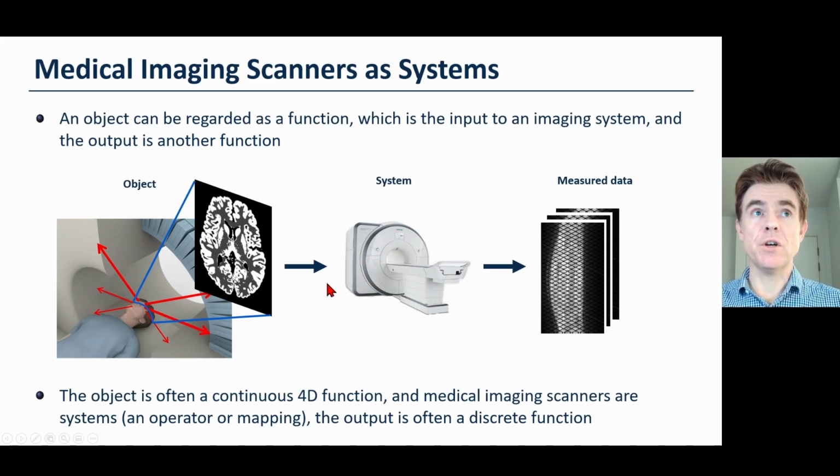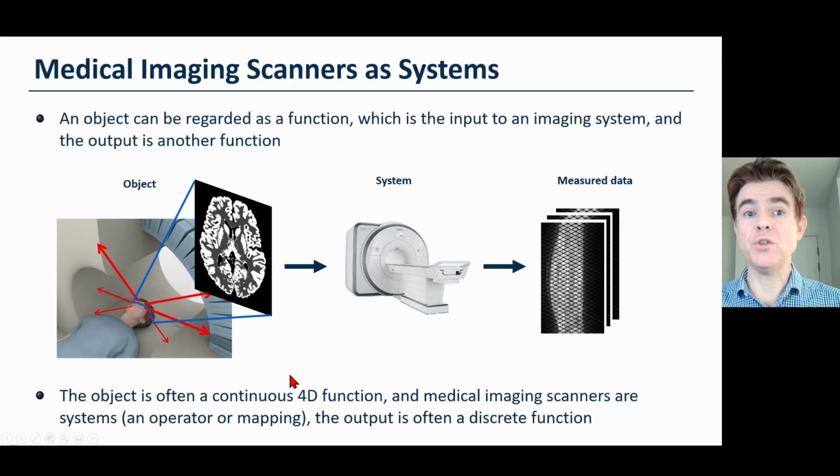So the key of this slide is to understand that an object in the field of view is regarded as a function, a continuous function, and when it goes through the imaging system, the output is another function, typically a discrete function, and we'll go into that in more detail. So that's what I'm summarizing at the bottom here.